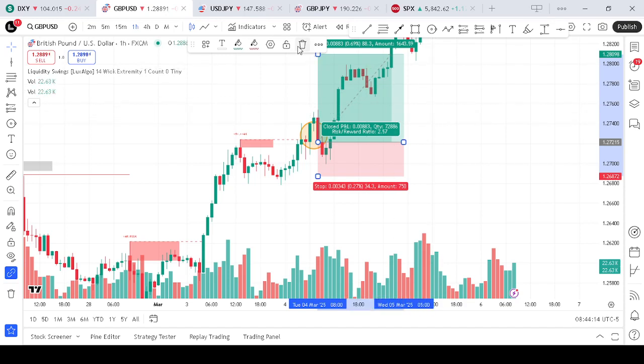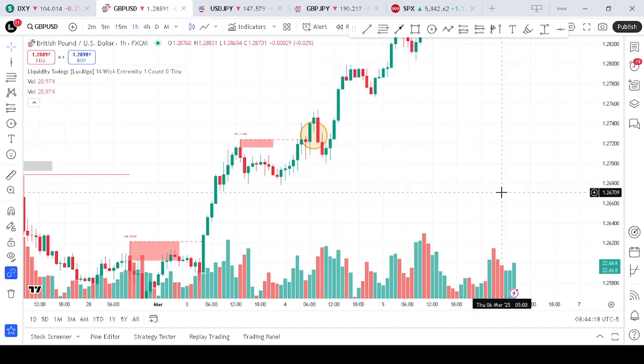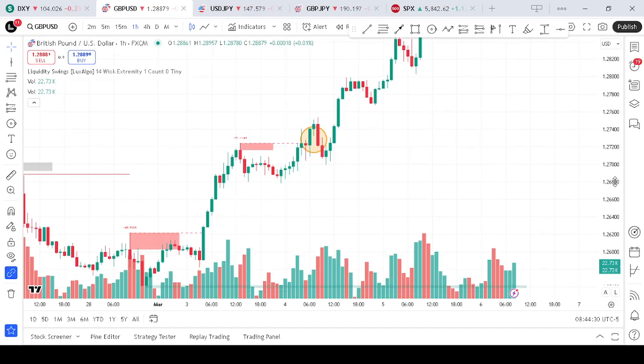Alright traders, we have come to the end of this video. By now, you should have a solid understanding of how you can use the liquidity swing indicator by Lux Algo to identify key trading zones and improve your trade entries and exits.